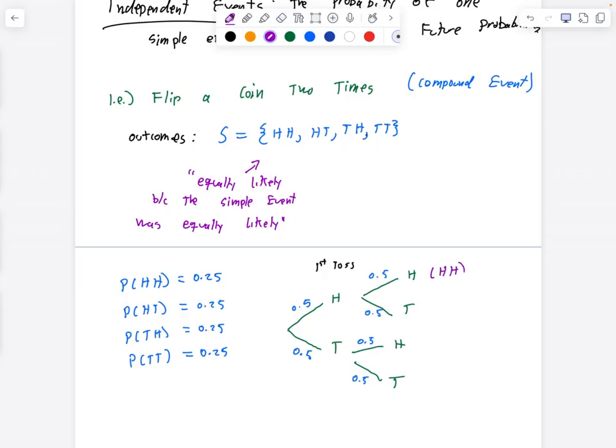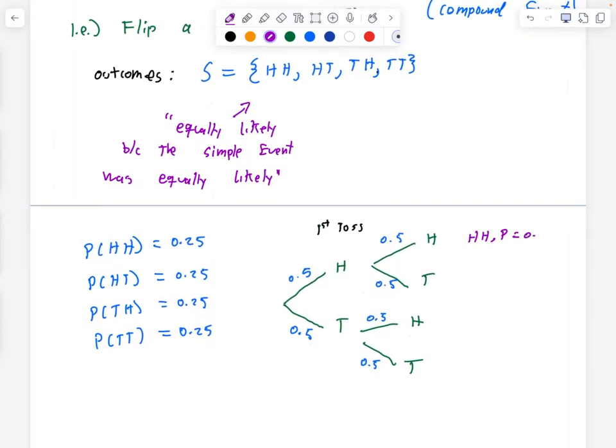This is heads, tails. Now look how I'm tracking it. So this is heads, heads, and we said the probability is 0.25. Heads, tails, its probability is 0.25. Tails, heads, its probability is 0.25 too. And the next one is tails, tails, with its probability being 0.25.